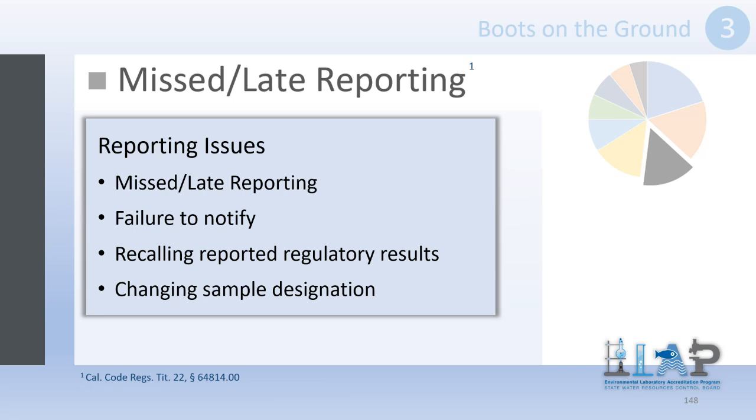The next big slice of the pie there is missed and late reporting. Now this is drinking water testing. So these are issues with missed and late reporting, but in the same bucket it also includes failure to notify within 24 hours for micro. We did have issues with laboratories recalling results that were reported to CLIP, or trying to change sample designation, which is not allowed. Next.